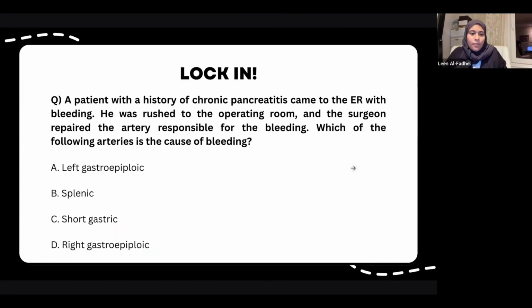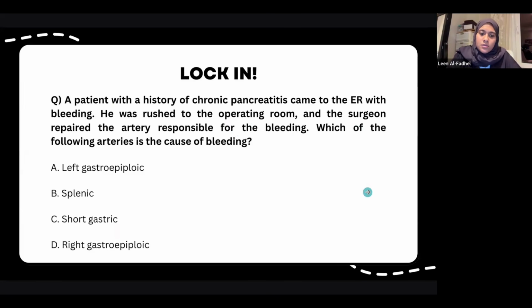So here's a question for you. A patient with a history of chronic pancreatitis came to the ER with bleeding. He was rushed to the operating room, and the surgeon repaired the artery responsible for the bleeding. Which of the following arteries is the cause of the bleeding? Give you guys some time to solve. Pause the video if you'd like.